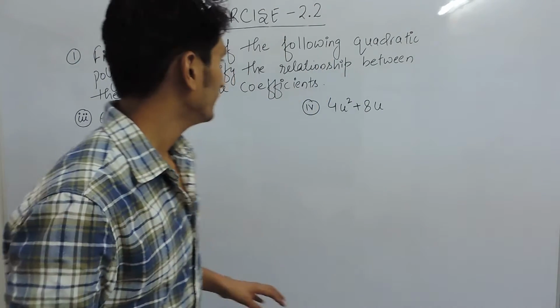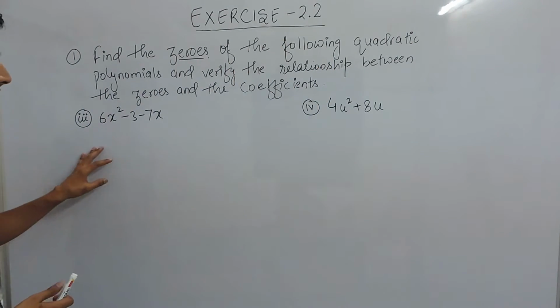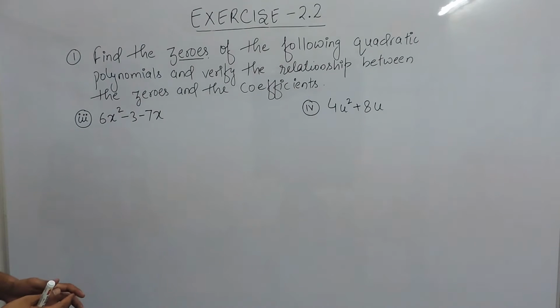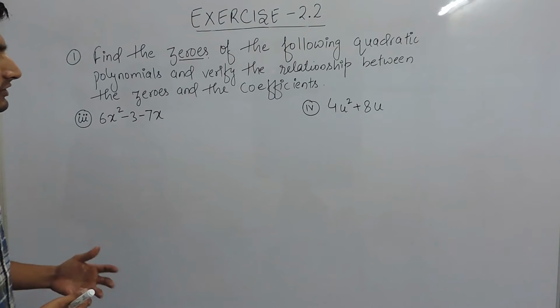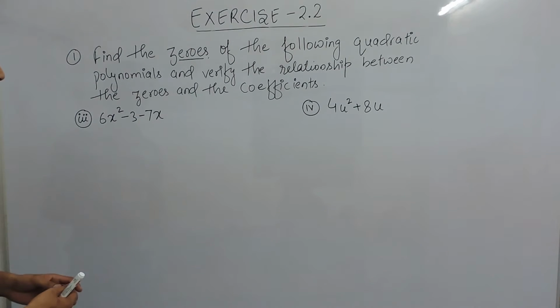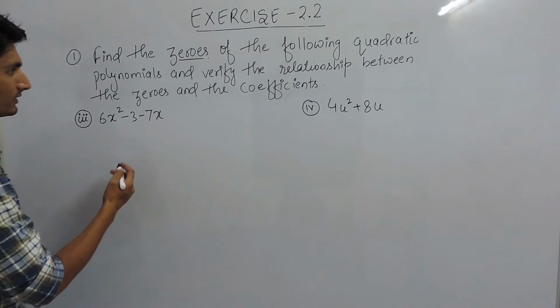Hello everyone. In this video we are going to solve part 3 and part 4 of question number 1. Again, you have to find the zeros of the following quadratic polynomial, and after that you have to verify the relation between the zeros and the coefficients. So first of all, let's find the zeros.